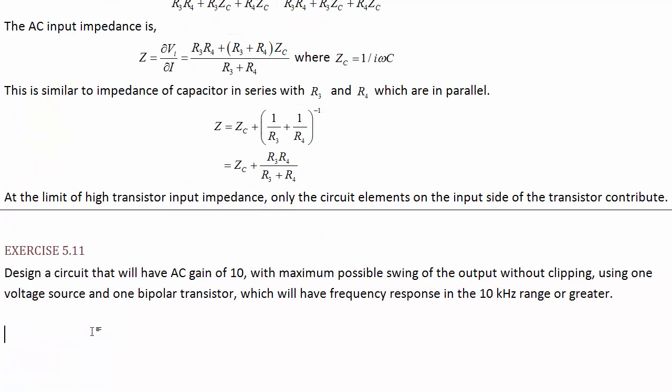One more example. This is an exercise where you get to redo the gain calculation, but under a different set of parameters. So design a circuit that will have an AC gain of 10, same as before, with maximum possible swing of the output without clipping, using one voltage source and one bipolar transistor, like we did, which will have a frequency response in the 10 kilohertz range or greater. So now we want to be able to look at signals that are 10 kilohertz or higher.